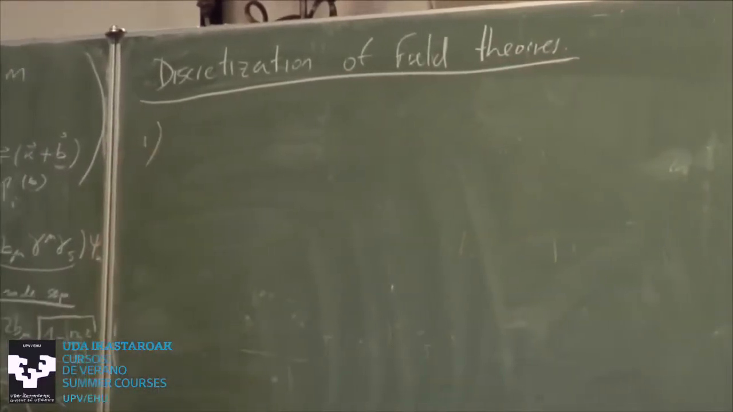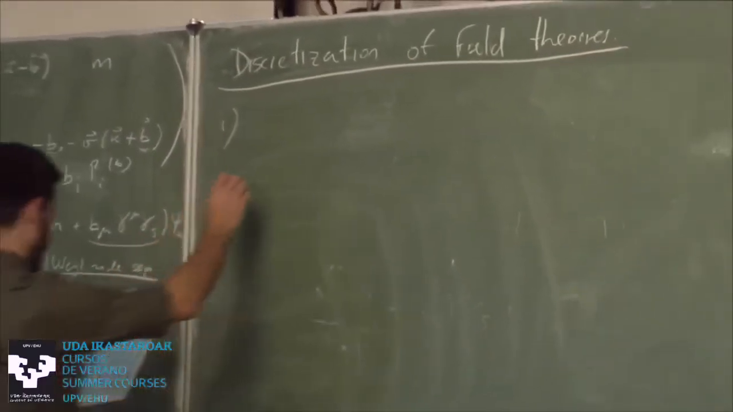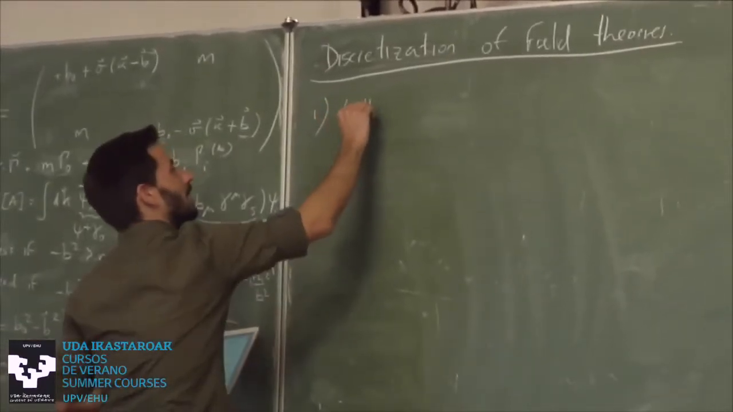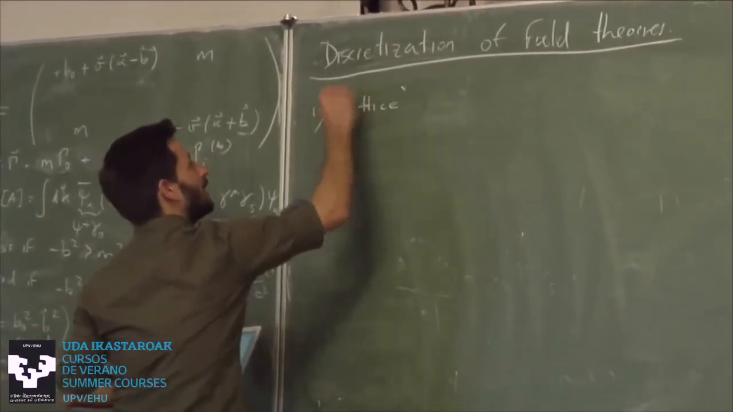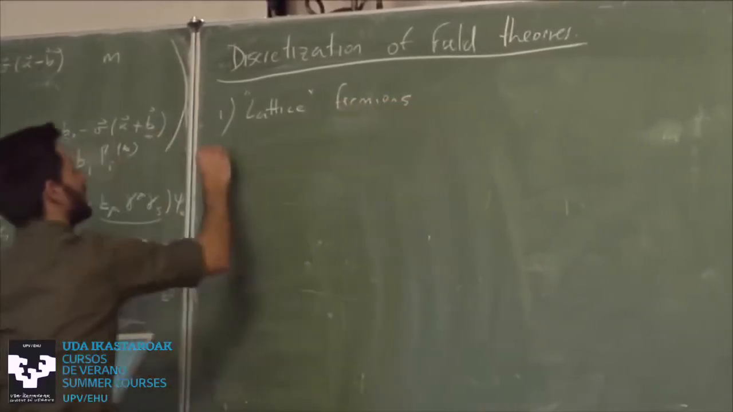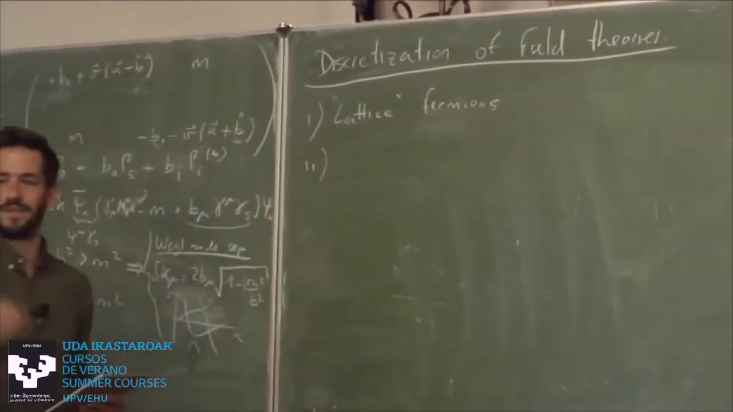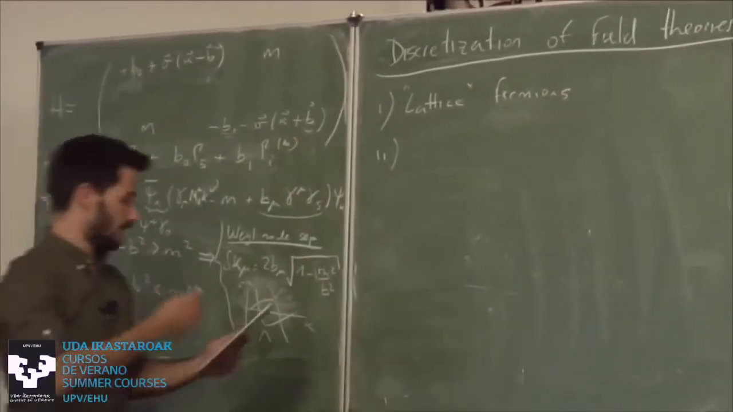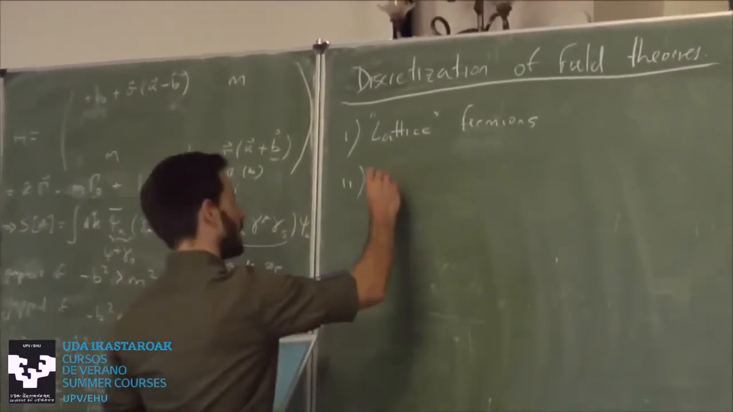I'm going to talk about three, but there are many more. So I'm going to talk about one that I'm just going to call lattice fermions, because nobody uses this one, and so it doesn't really have a name, but it's useful to illustrate why it doesn't work and why we need others. But it's the most naive thing one can do.